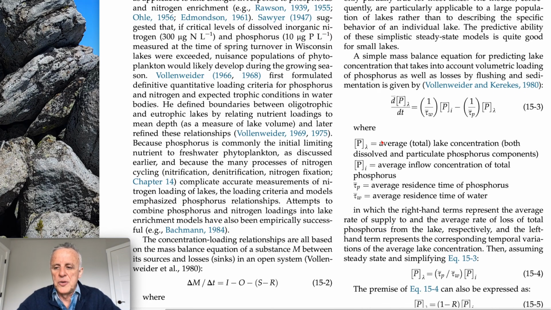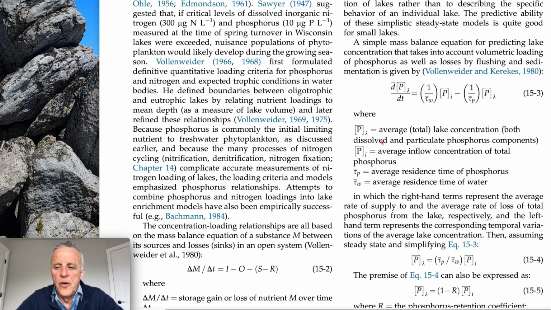A simple mass balance equation for predicting lake concentration that takes into account volumetric loading of phosphorus as well as losses by flushing and sediment is given by dP_lambda over dt is equal to 1 over tau_w times P_i minus 1 over tau_p times P_lambda. So P_lambda is the average total concentration for phosphorus, dissolved and particulate phosphorus, so that's dP_lambda. P_i, which we have right here, is the average inflow concentration of total phosphorus. Then we have tau_p, which is the average residence time of phosphorus.